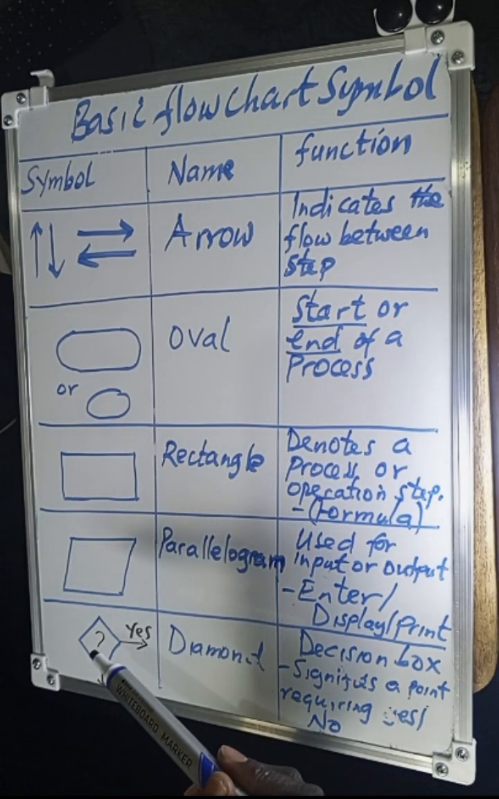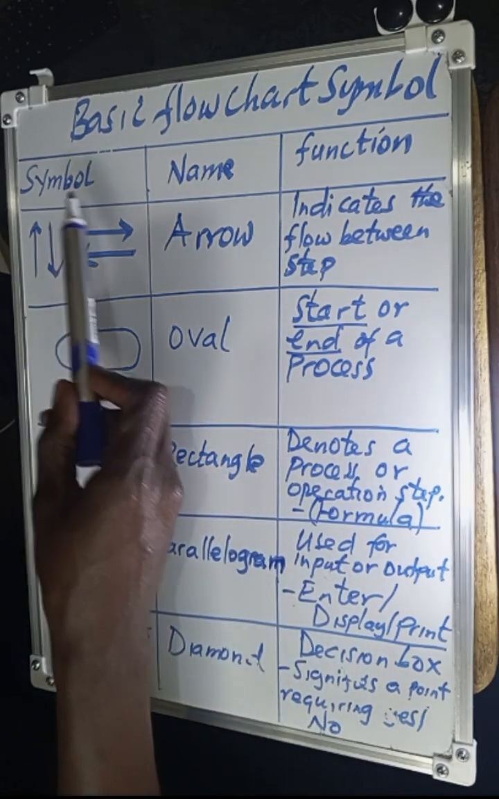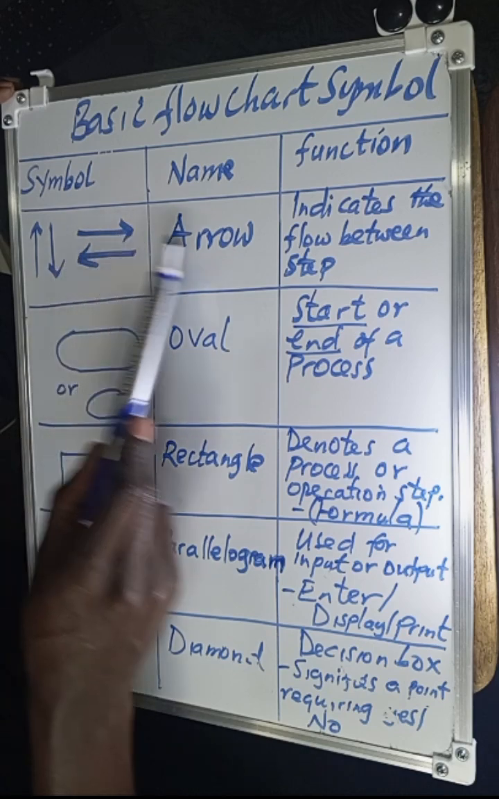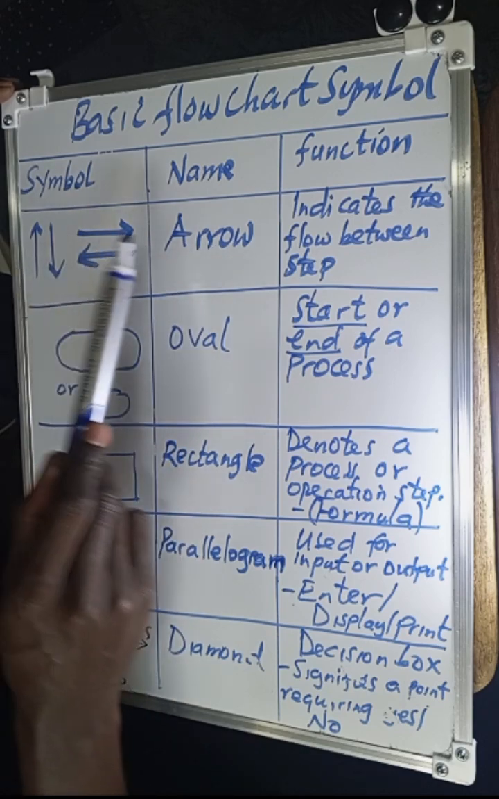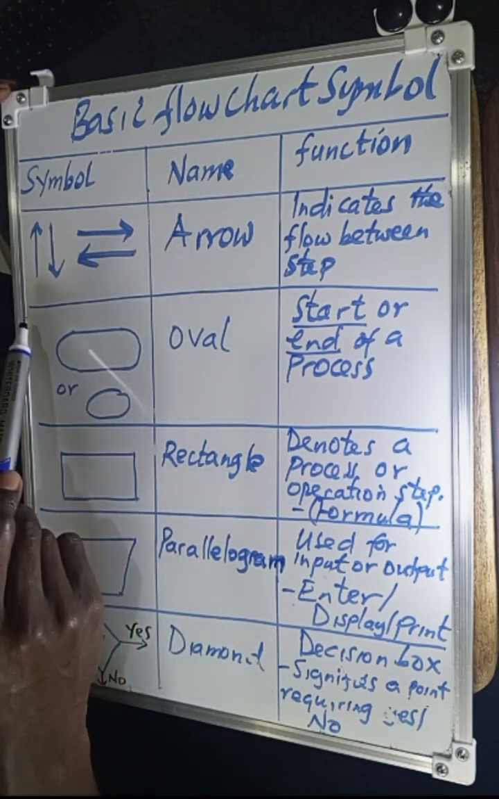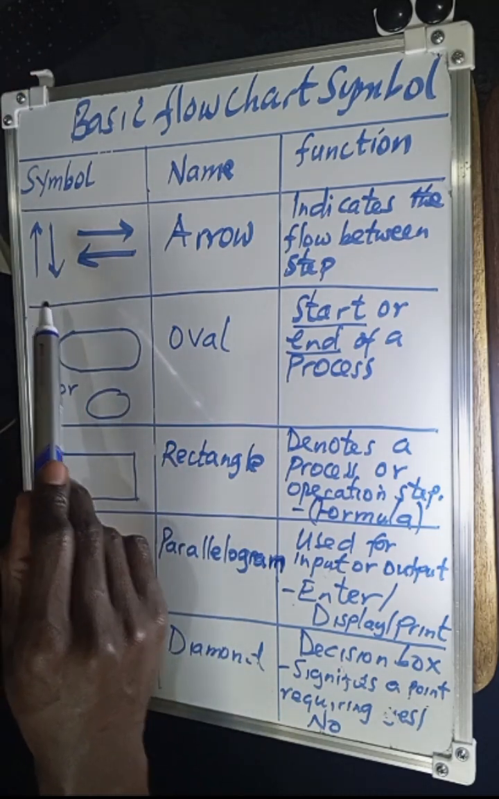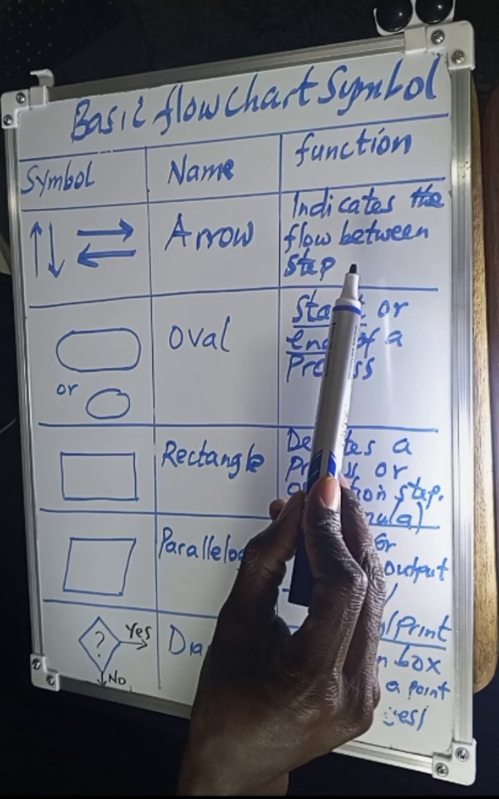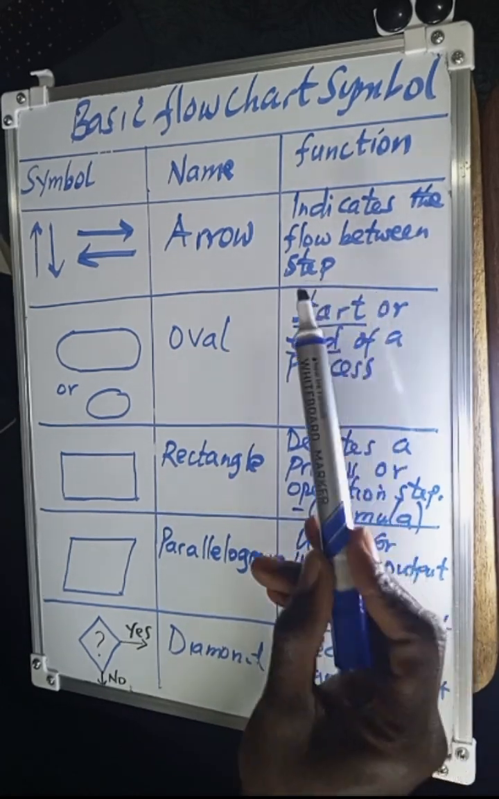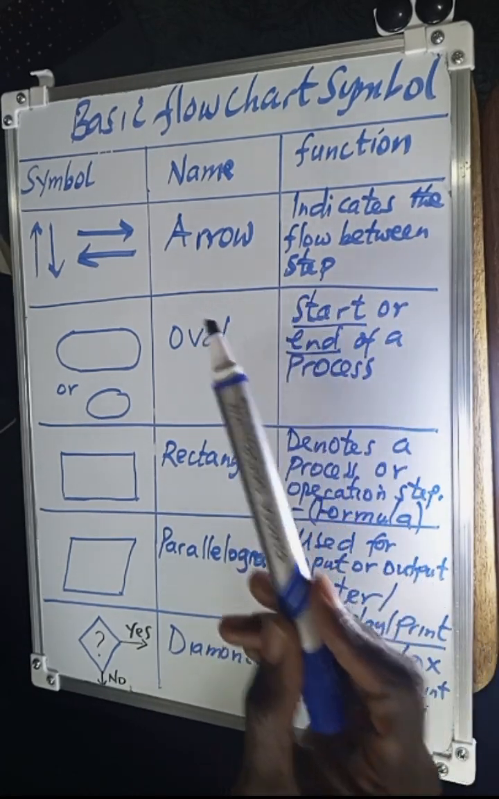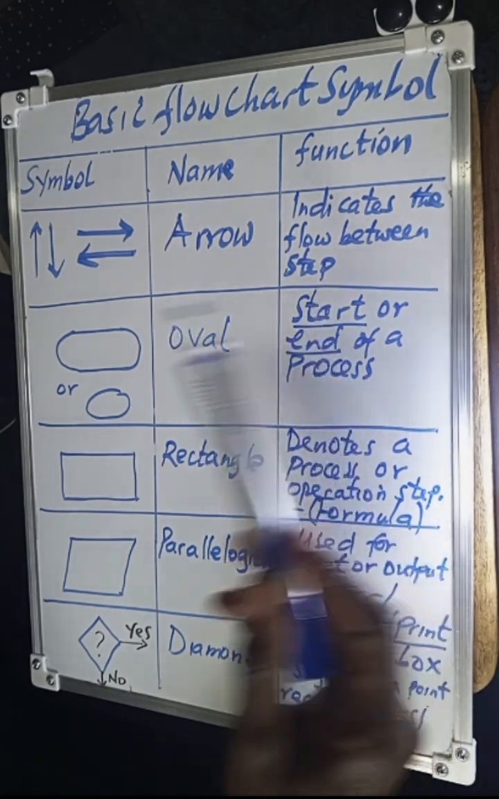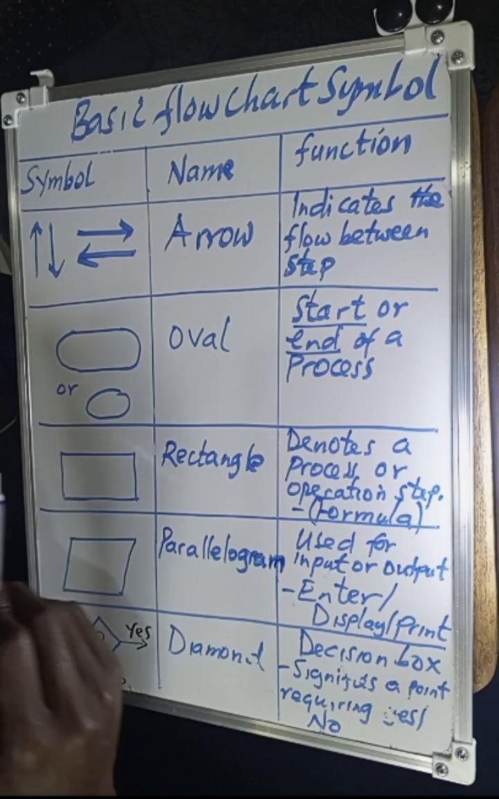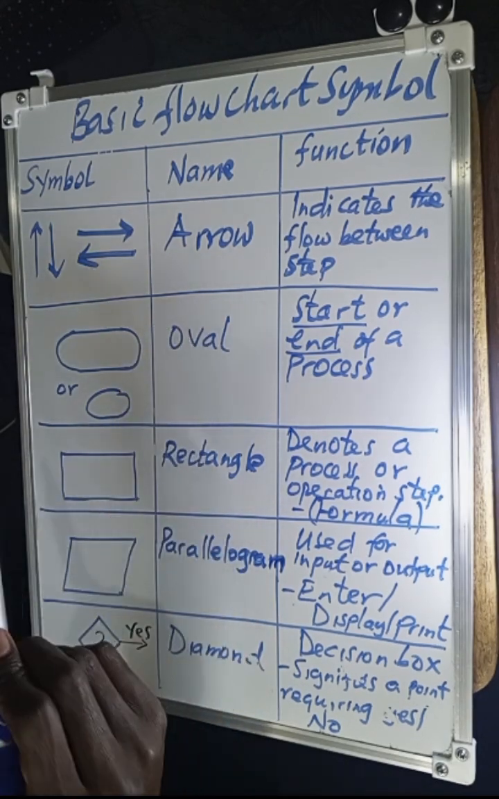So there are symbols that I've already indicated there. So there's a symbol, the name, and also the function of the symbol. So you can use arrows in this case. So whether the arrow is going to your right, to your left, up or down, what does that indicate in a flowchart? Well, it indicates the flow between steps that you need to take. For example, if you need to move from A to B, you can use an arrow to indicate that.